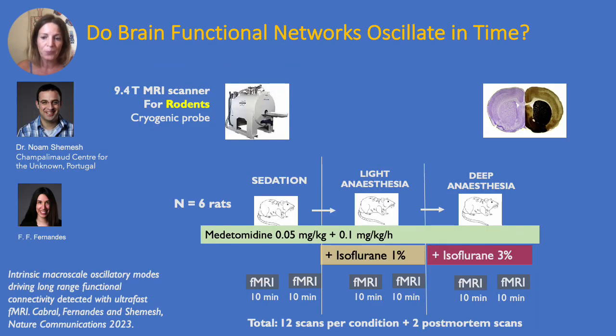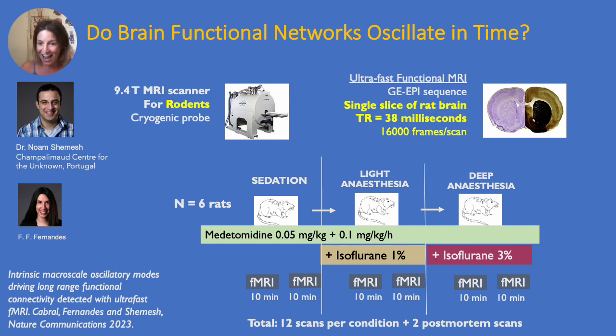To do so, I collaborated with a group at the Champalimaud Center for the Unknown in Portugal, where they have a 9.4 T MRI scanner for rodents. And I asked them how fast we could get fMRI signal, because the fMRI data that I have usually have very low temporal resolution.